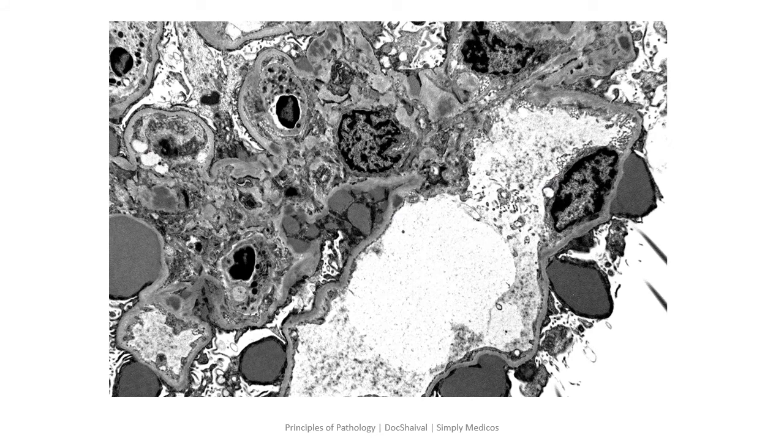Here is the slide. See the subepithelial humps which are there, and the normal podocytes we are not able to see, but the normal podocytes are usually formed over here. We have the dome shaped subepithelial humps.